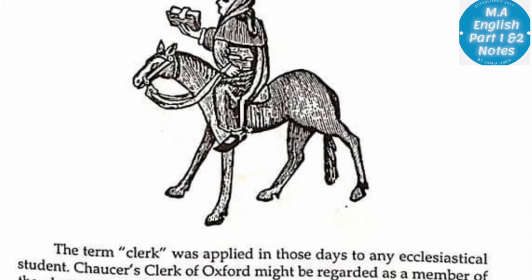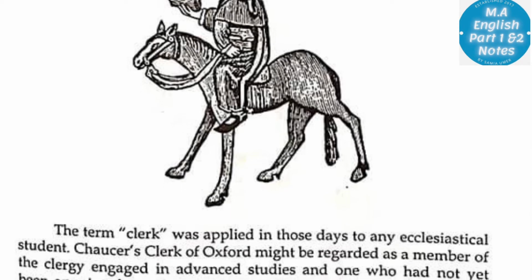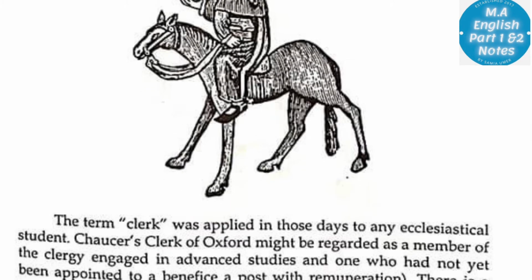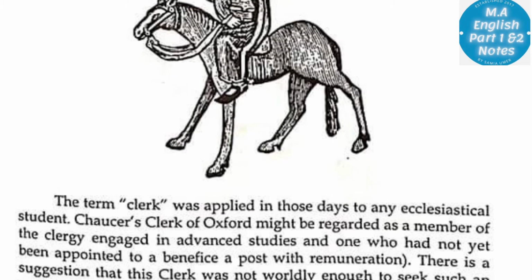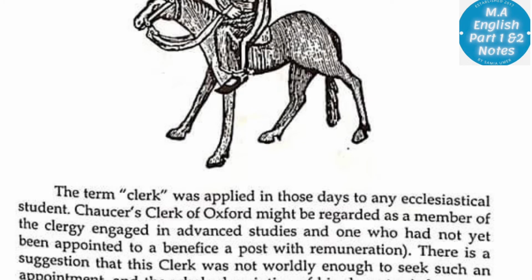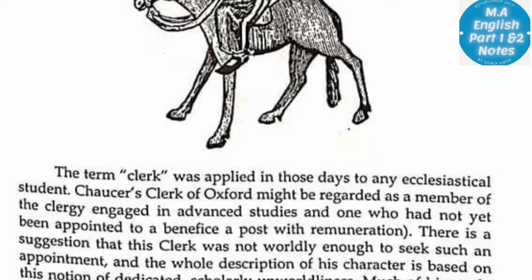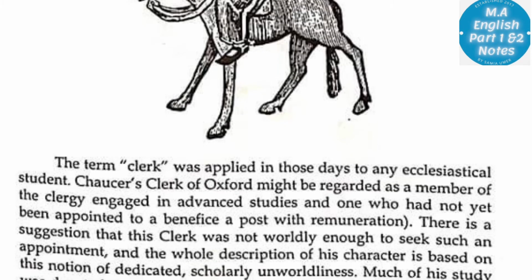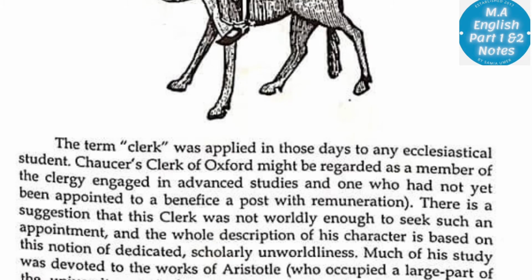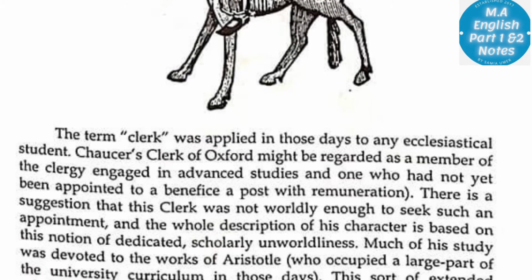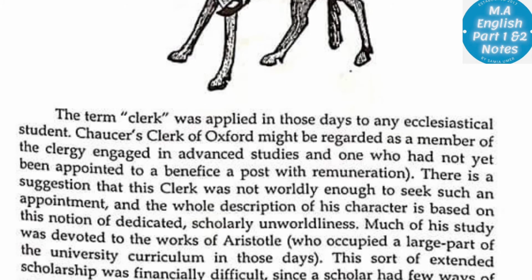The term clerk was applied in those days to any ecclesiastical student. Chaucer's Clerk of Oxford might be regarded as member of clergy engaged in advanced studies and the one who had not yet been appointed to a benefice, a post with remuneration. There is a suggestion that this clerk was not worldly enough to seek such an appointment, and the whole description of his character is based on this notion of dedicated scholarly unworldliness. यानी उसको दुनियावी कोई इंटरेस्ट नहीं था.